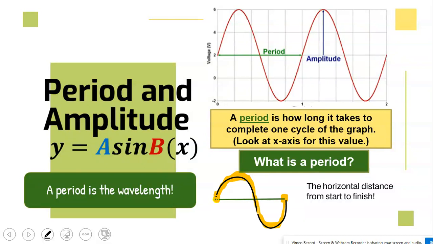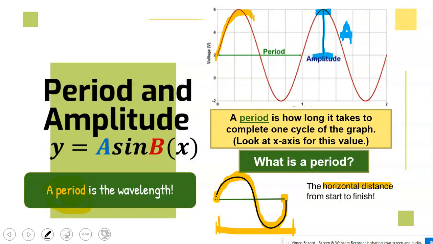So we're literally just going to highlight pieces of this and ask ourselves, what is the horizontal distance of this cycle? How long does it take? Notice that last time, when we were looking at amplitude, that was our vertical distance right here. Now, our period is the length of this wavelength. How long does it take?